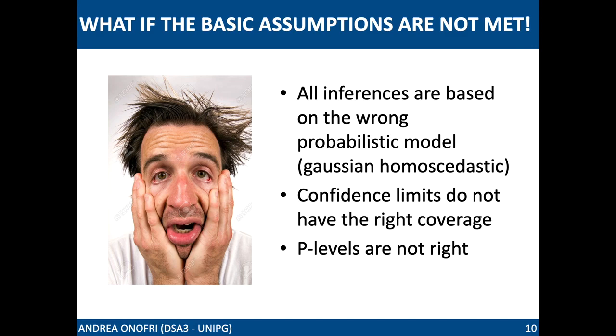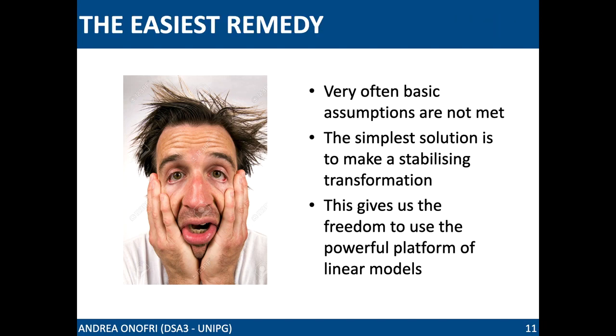And consequently, confidence limits do not have the right coverage. They are not correct, and p-levels are not right. So, if we reach conclusions based on the wrong model, simply these conclusions are not reliable for our data. So we have to do something.